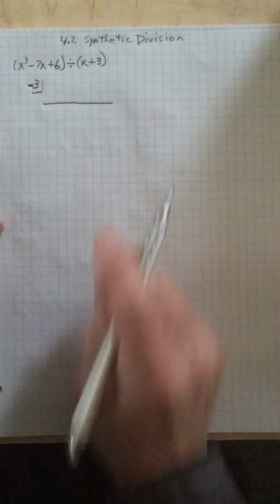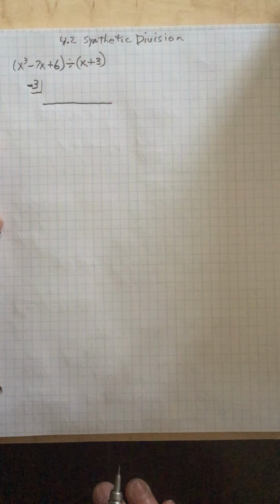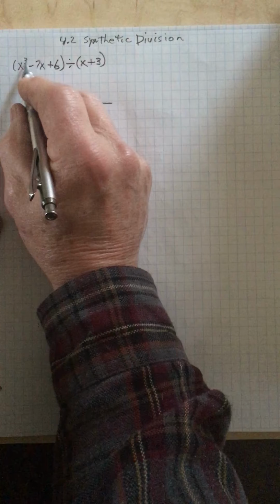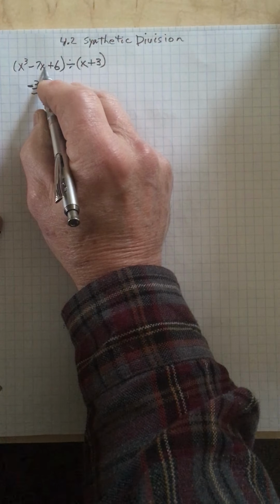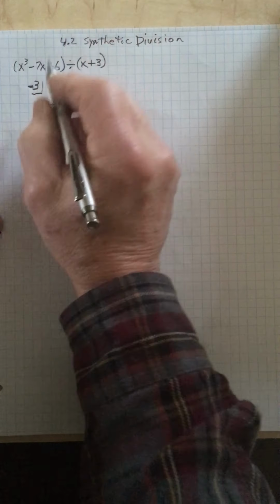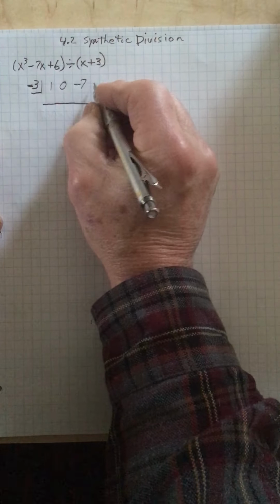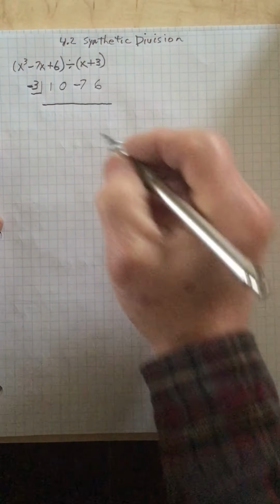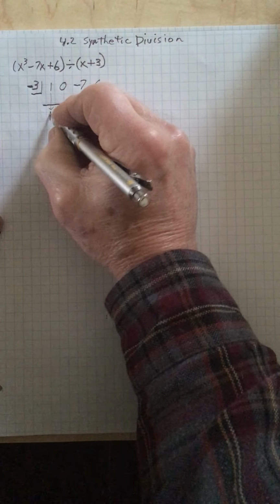What you put across here at the top are the coefficients of the dividend, and again, just like before, you zero fill. So the coefficient here is just 1. Coefficient here is minus 7, but we're missing x squared, so I have to put a 0 in for x squared. For x, it's minus 7. And then for the constant term, it's just 6. That's all there is to it. And then they always start the same way. Bring down whatever the first one is, happens to be a 1 here.